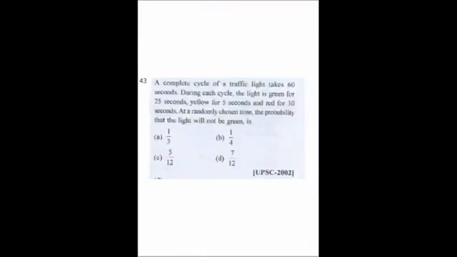A complete cycle of traffic lights takes 60 seconds. During each cycle, the light is green for 25 seconds, yellow for 5 seconds, and red for 30 seconds. At a randomly chosen time, what is the probability that the light will not be green? The total time is 60 seconds, out of which 25 seconds is green, 5 is yellow, and 30 is red.